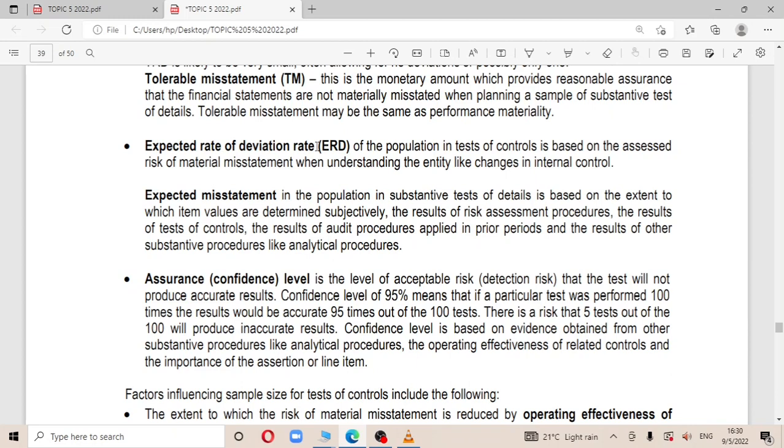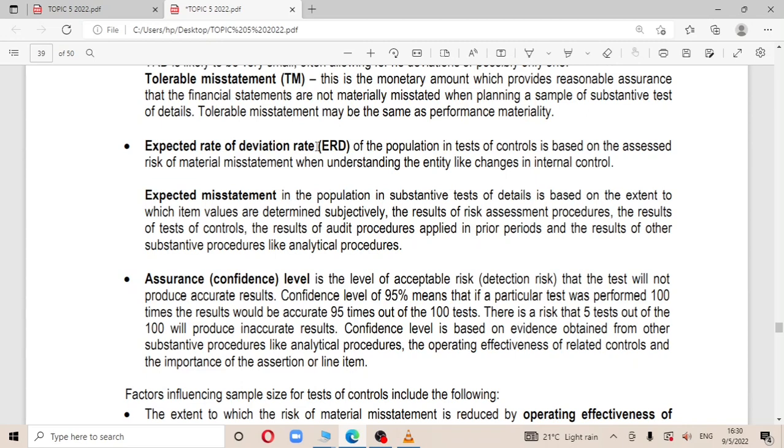So still here, expected rate of deviation gives us the expected misstatement. So even when the expected misstatement is high, the sample is likely to be high. Assurance level can also help us in determining sample size. Remember, we have 3 levels of assurance, 3 types of assurance: absolute, reasonable, and limited.